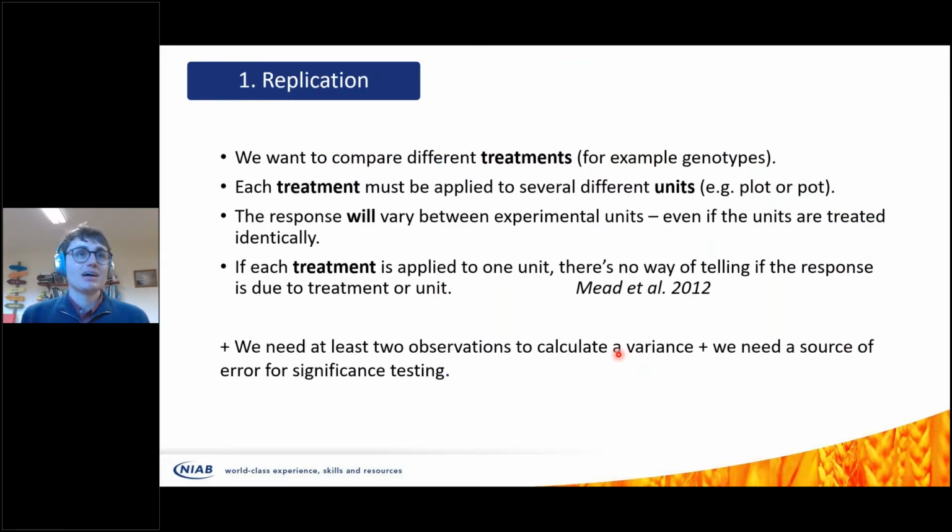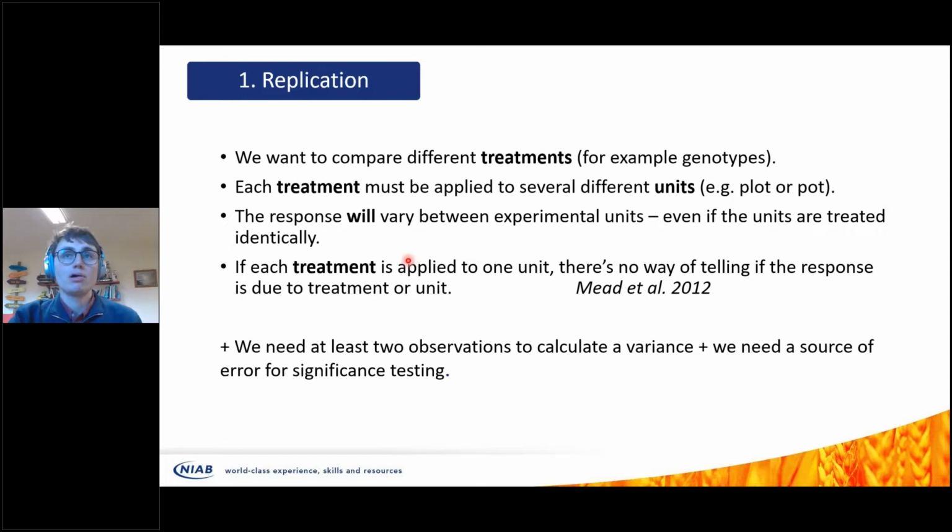So replication, I'm sure most of you are aware of the importance of replication. There's some statistical jargon here. Treatments are the things we want to test in the experiment, and we can have different levels of treatment, for instance, different genotypes. And the experimental unit is the smallest division of experimental material in our design, so that could be plots or pots. A lot of this is based around field trial design, but this is still really relevant to glasshouse bench experiments and growth chamber experiments as well.